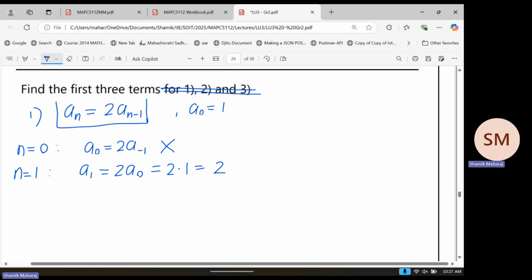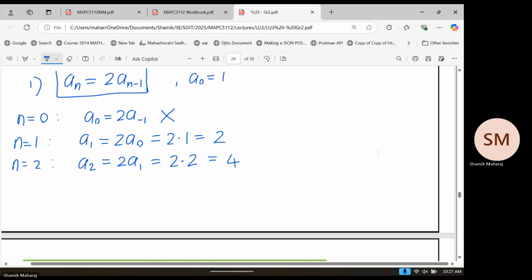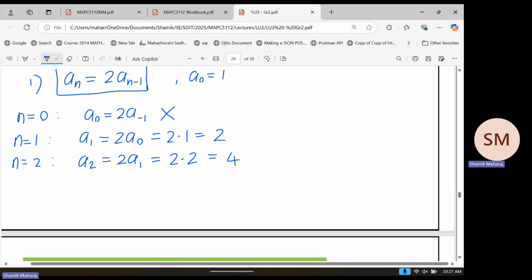So we can go on like this and work out another two elements. For n equals 2, subbing that into the formula, we get A2 is equal to 2 times A(2 minus 1), which is 1. And that is 2 times A1, which we worked out in the previous step. So we worked out A1 to be 2. So I will substitute that here. 2 times 2 gives me 4. So now I know A2.